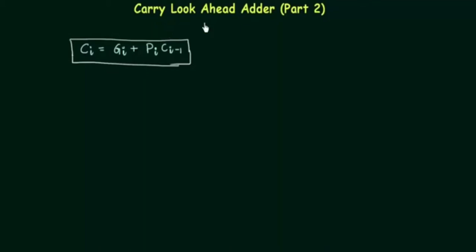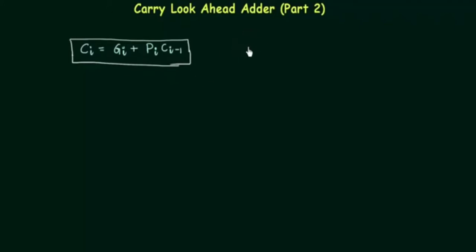Second part of carry look ahead adders. In the last presentation we found that Ci is equal to Gi or Pi Ci minus 1. This was the equation that we found, and we already know that we are going to use this equation to predict the carry, and the prediction of carry is everything in carry look ahead adders.